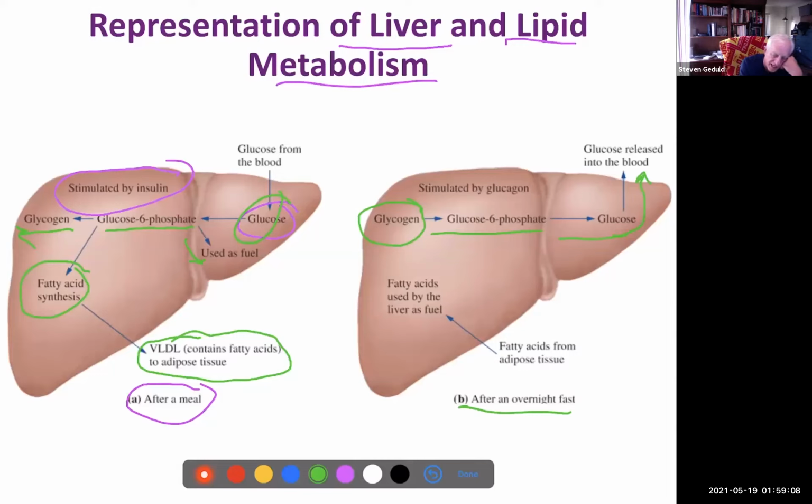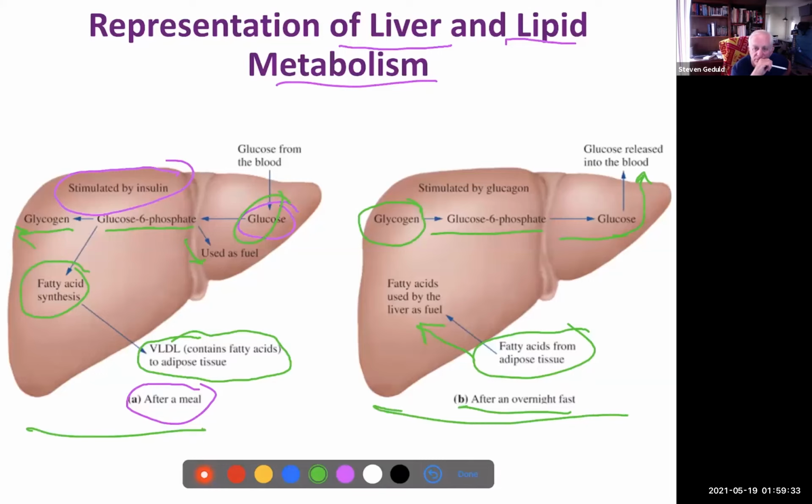Okay, you can also get fatty acids from your adipose tissues. They can come back as fatty acids used by the liver as fuel. So it reverses the reactions depending on whether the blood has high blood sugar or low blood sugar. High blood sugar, you release insulin, and this is what happens. Low blood sugar, you release glucagon, and this is what happens. So insulin lowers your blood sugar, glucagon raises your blood sugar.